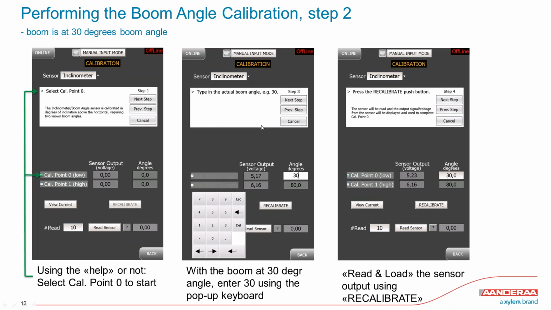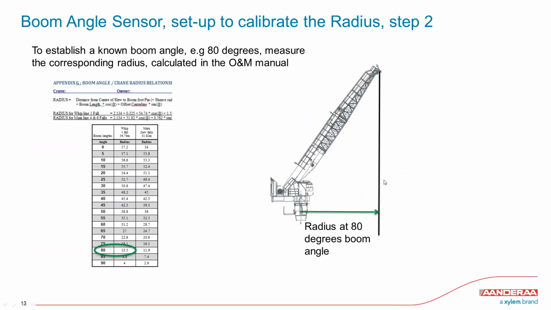The boom angle sensor will measure an output, a voltage. And when you then press the recalibrate push button, it will take a few hundred samples, make the average of those 100 samples, and it will load the information into the system by changing the sensor output contents. So that was simple enough, more or less 100% equal to Mipeg 2000. The input was different, it was your finger.